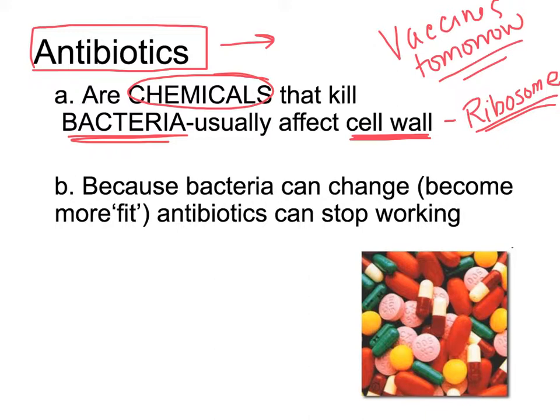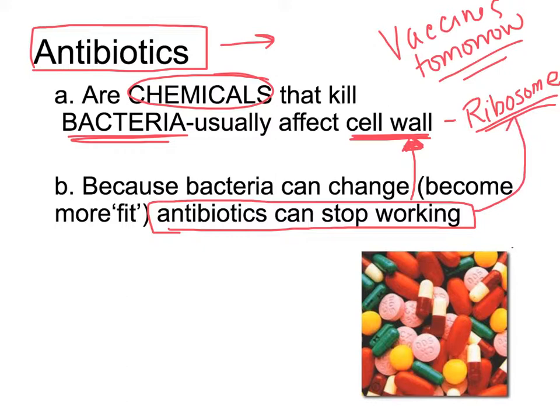Okay, so antibiotics can stop working on a bacteria. The video is a TED Ed video on antibiotic resistance that you're going to watch. Some of that has to do with conjugation, where bacteria share genetic information, and if one bacteria makes an extra strong cell wall or a ribosome that's a little different, our antibiotic drugs are no longer able to work on those bacteria.